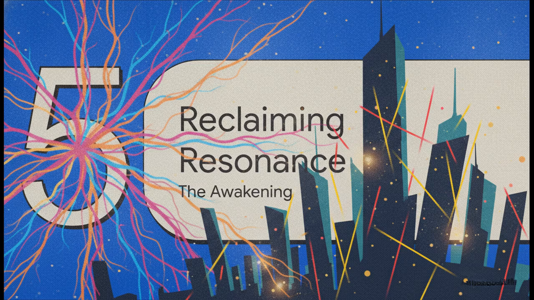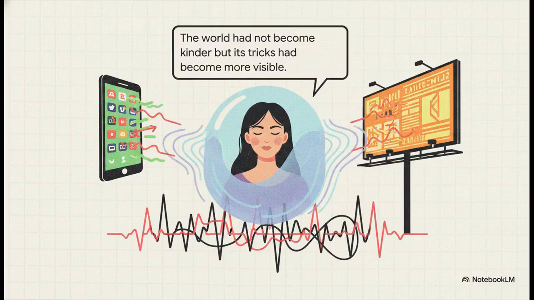So the big question is, what actually happens when someone like Mara takes her newly calibrated, finely tuned nervous system back out into the absolute chaos of the city? Does it just magically fix the world for her? Well, Katwood writes this brilliant line: "The world did not become kinder, but its tricks had become more visible." Mara doesn't suddenly become invincible, but all of a sudden the manipulation is glaringly obvious to her.